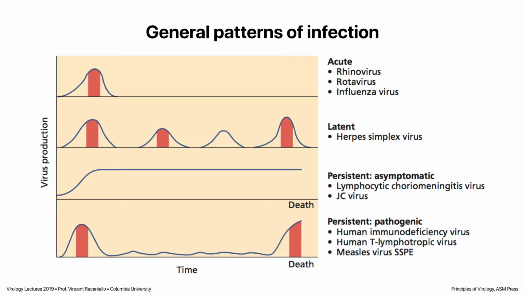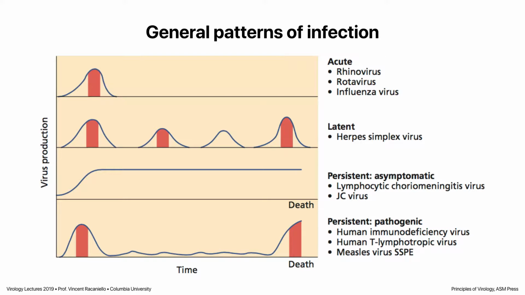So for example, we have latent infections where you have periods of virus production followed by no virus and periods of disease or not, depending on the case. And we'll talk about some of these today. We have some virus infections which are persistent. They last your lifetime, but they're asymptomatic. Many of us are infected with a variety of viruses that don't cause any disease.